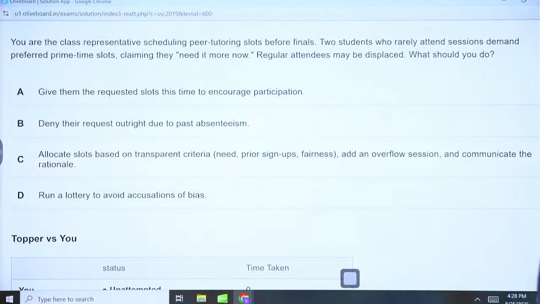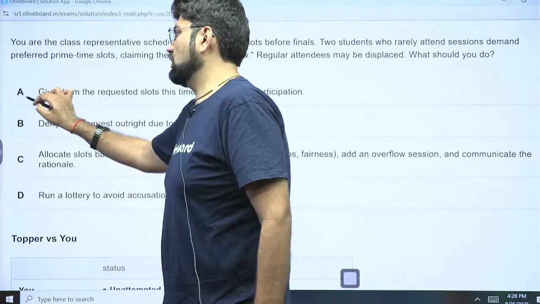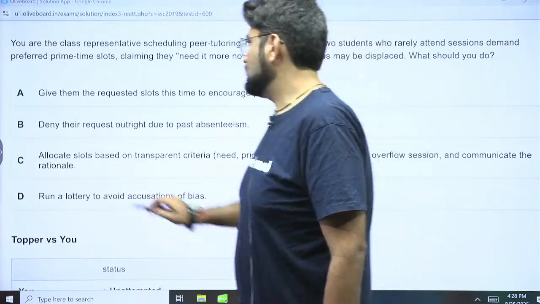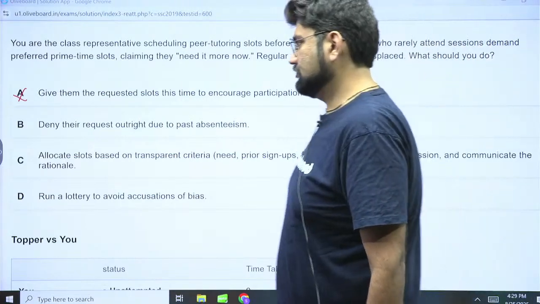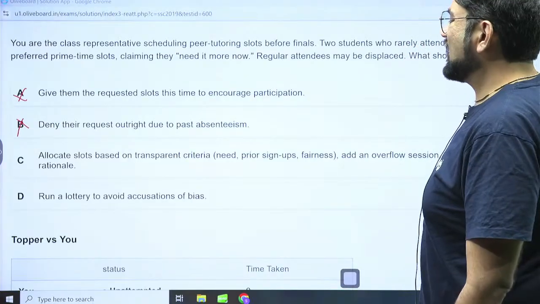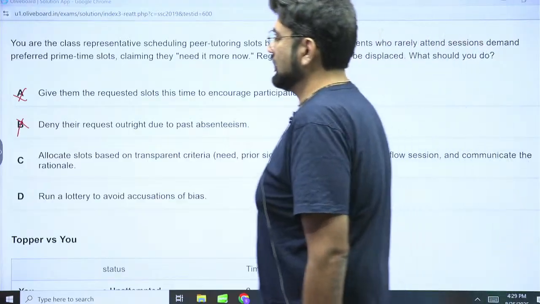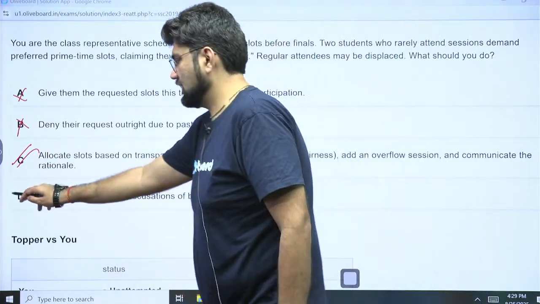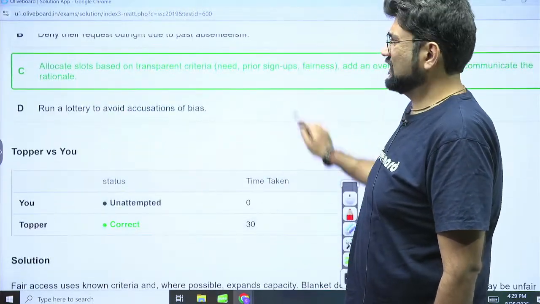Give them the requested slots this time to encourage participation? No. Whatever it is, your peer tutoring has already been done. It's the final stage you are at. So right now, it's not about encouraging participation anymore. Deny the request outright due to past absenteeism? No. You cannot hold grudges in this case. Allocate slots based on transparent criteria, need, prior sign-ups, fairness, and an overflow session, and communicate the rationale. I think this is the correct answer. Run a lottery to avoid accusation of bias? No. So option C is the correct answer here. Nothing wrong. So I think 30 seconds is decent.